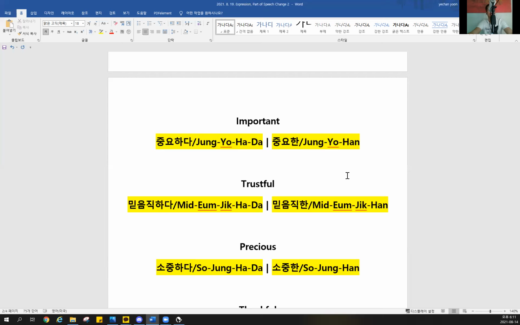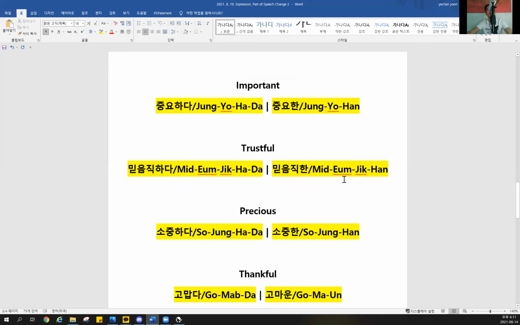믿음직하다. Changing form is 믿음직한. All right. I'm gonna give you some really good positive expressions first, okay?